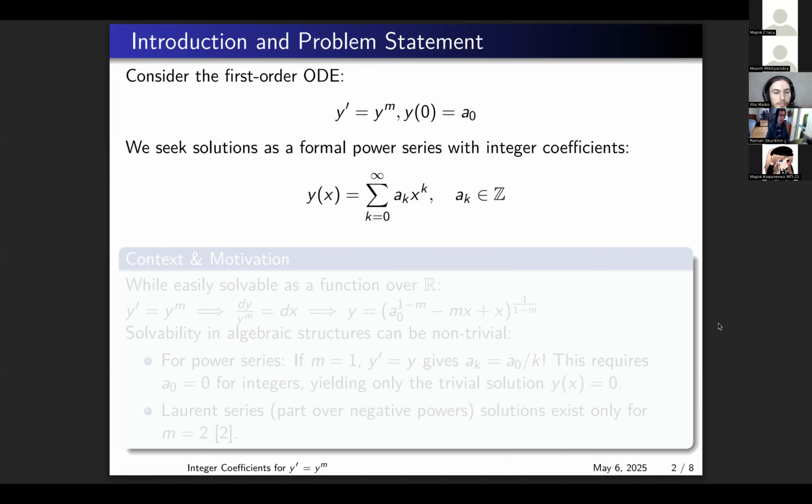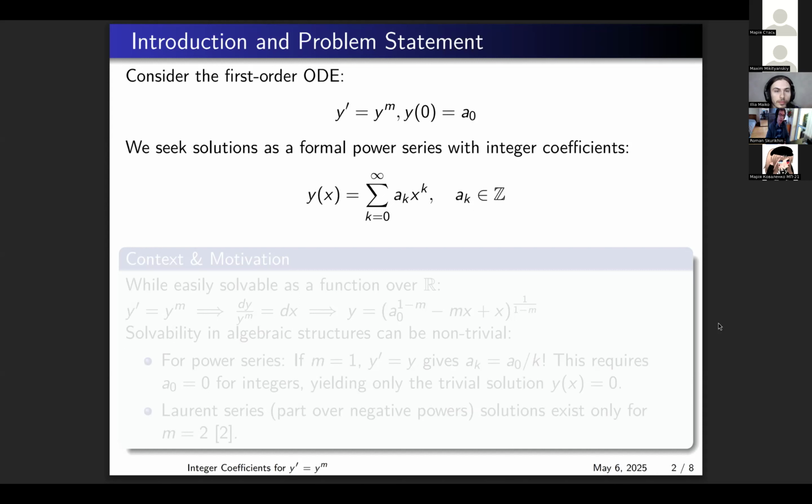For example, let's consider power series and the case m equals 1. Then the equation is just y prime equals y, and it gives a recurrent formula for coefficients, and we can ultimately get the formula a sub k is a sub 0 divided by k factorial. But the initial condition a sub 0 is some fixed integer that cannot be divisible by any factorial, so it can only be 0. And this yields only the trivial solution where y equals 0.